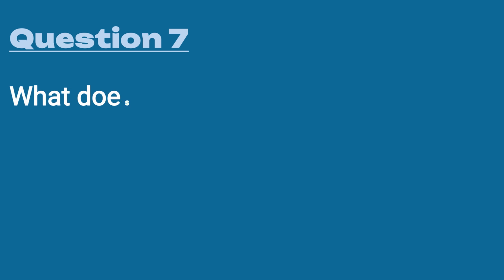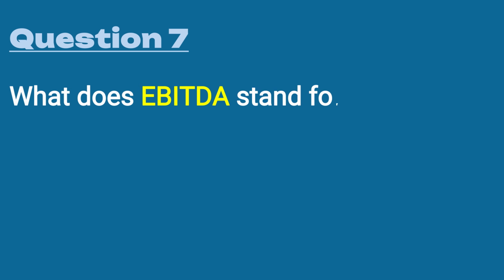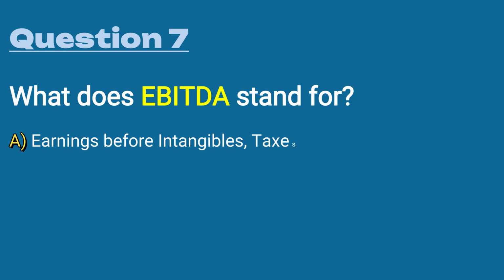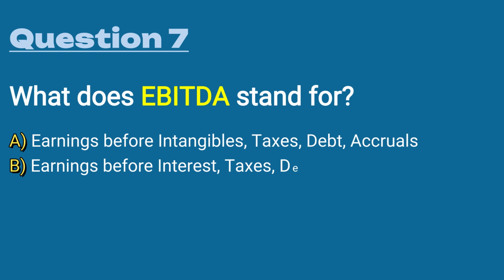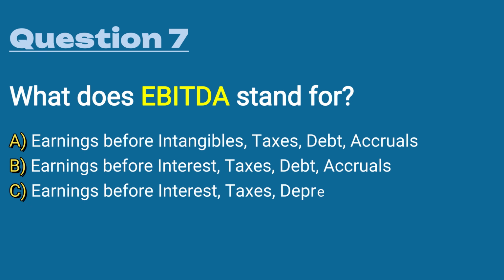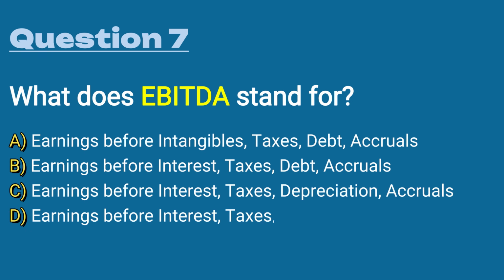Question number 7. What does EBITDA stand for? A, earnings before intangibles, taxes, debt, accruals. B, earnings before interest, taxes, debt, accruals. C, earnings before interest, taxes, depreciation, accruals. D, earnings before interest, taxes, depreciation, amortization.